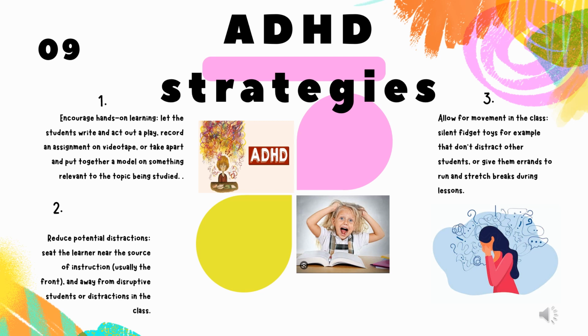3. Allow for movement in the class. Silent fidget toys, for example, that don't distract other students, or give them errands to run and stretch breaks during lessons.